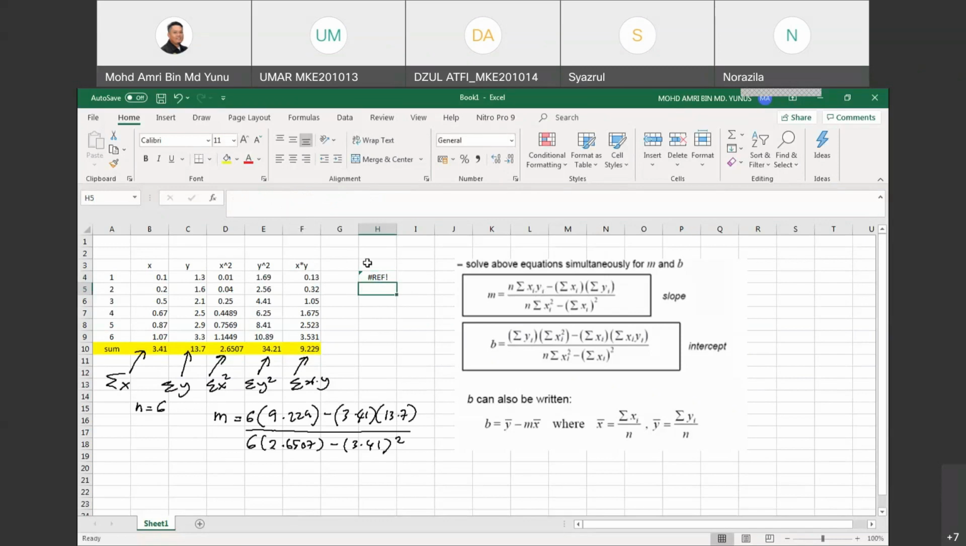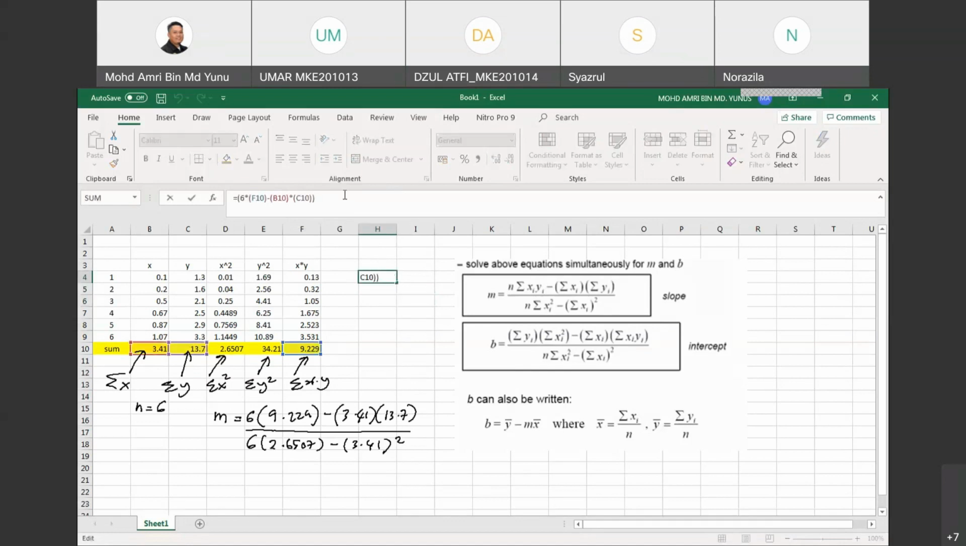No, maybe not. Maybe I have to put brackets. Yes. Let's remove this first. Let's see what happened. Remove that one first. Still error. What happened to 6? Do we have to put this like that or? Okay. Okay. Maybe that was okay. Let's verify.